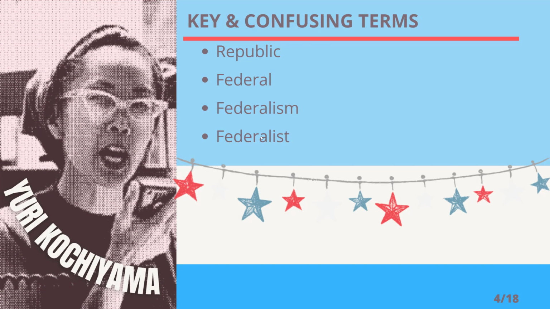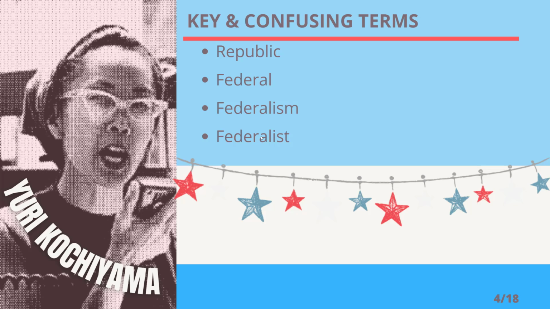All right, let's talk about our terms. Confusing terms. A republic, first of all. A republic is a system of government in which citizens elect or put into office the people who represent them, the politicians. Okay, that is a republic.